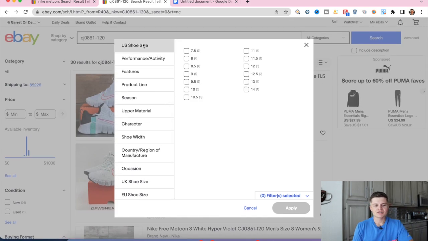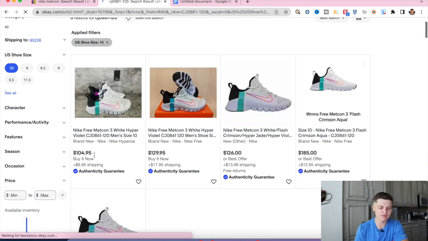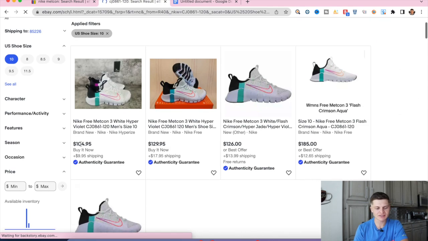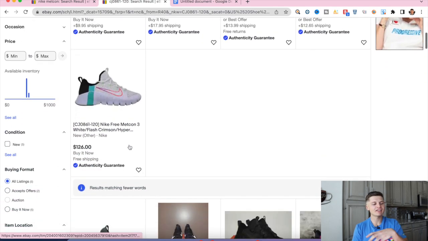Okay, so we're gonna go up to shoe size, and let's say we're searching for a size, let's go ahead and do 10, right? We're at the Nike clearance store and we have a size 10. So what does our competition have that size listed for? We see the lowest is $104.95 plus $9.95 shipping. I could still come in here, charge $100 plus $9.95 shipping and beat him on price and still be very profitable. So that's great.